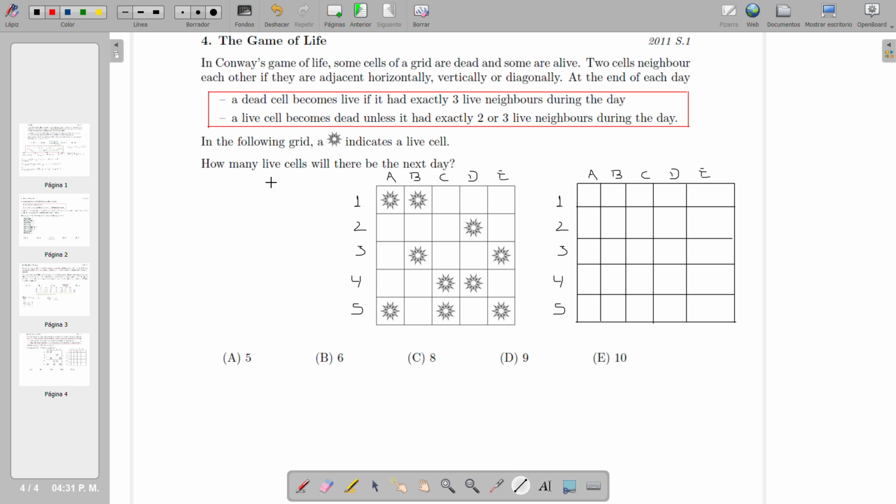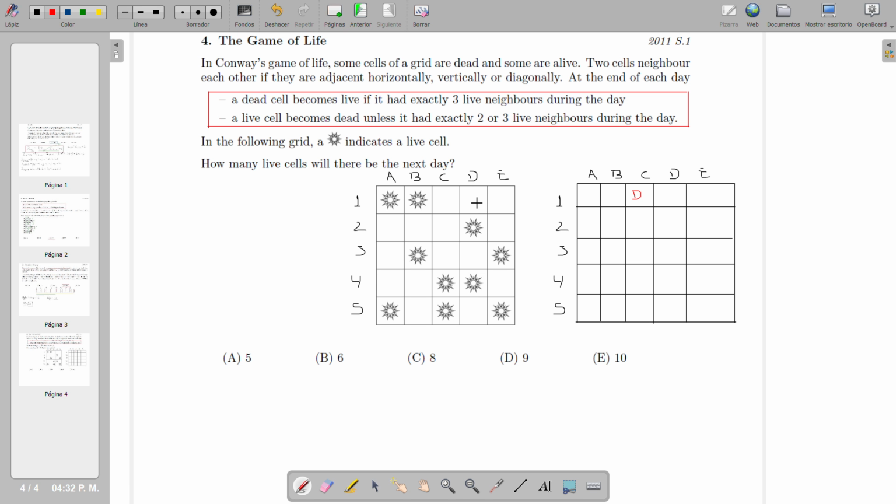Let's reread them. A dead cell becomes live if it had exactly 3 live neighbors during the day. So let's first pay attention to dead cells. C1 is a dead cell and it has 1 and 2 neighbors. So next day, this cell will remain dead.